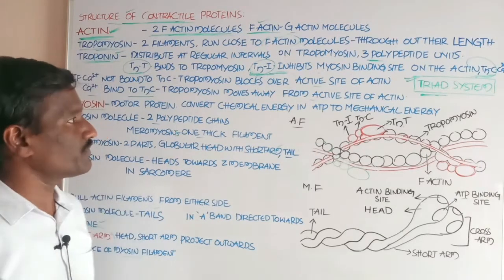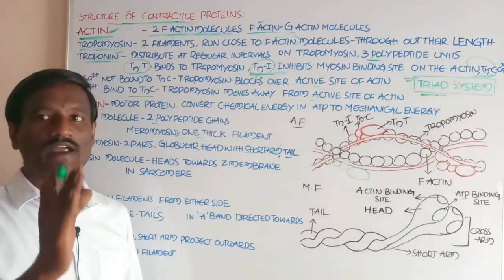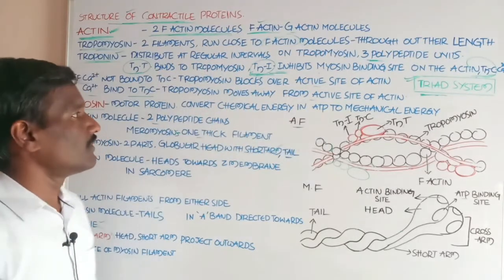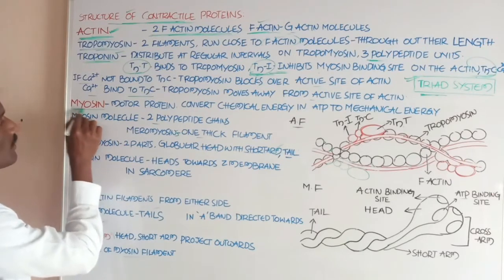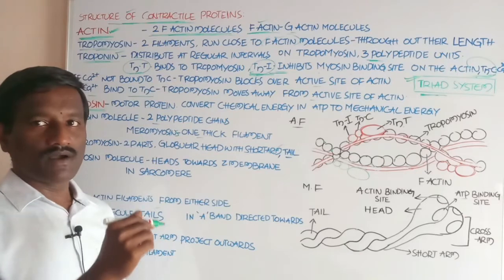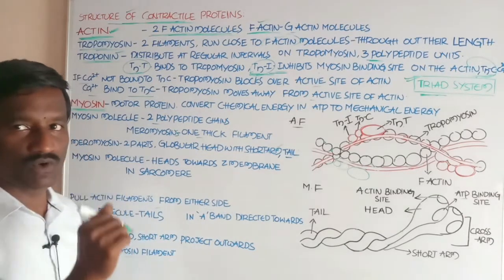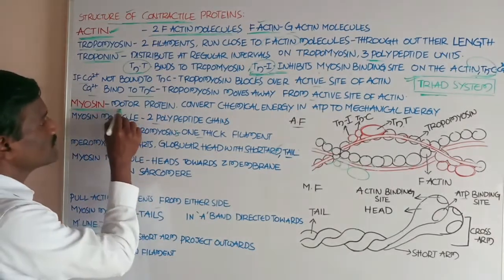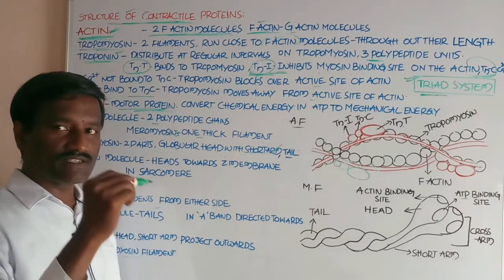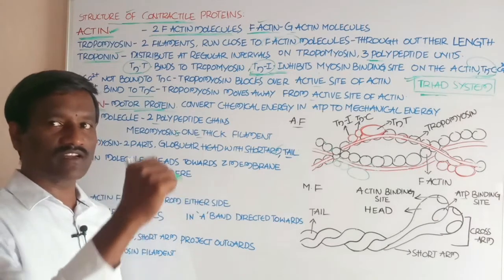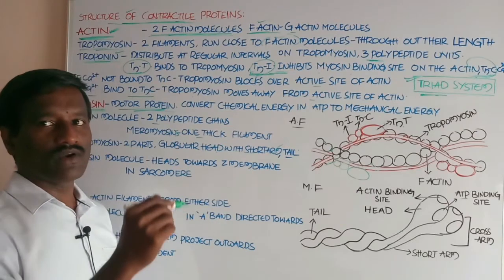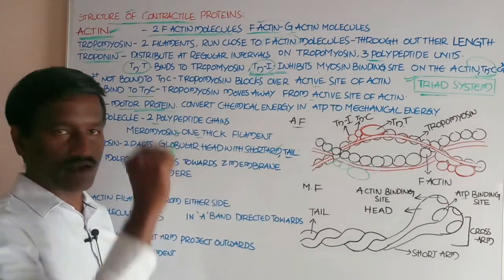Now the actin binds with the myosin head of the myosin molecule. What about the myosin? Myosin is a motor protein. It converts the chemical energy present in the ATP molecule into mechanical energy.